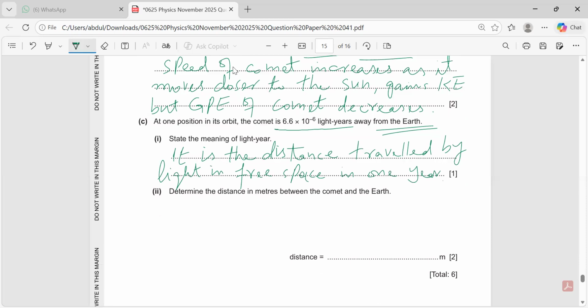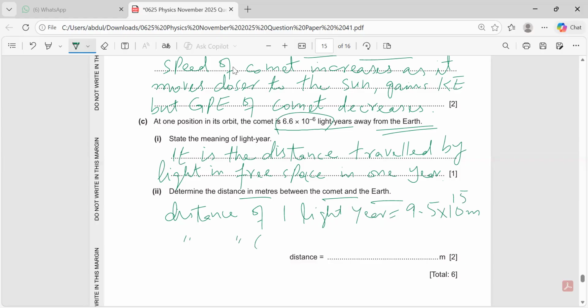So always remember this definition. Now determine the distance in meters between the comet and the Earth. Very simple. See, the distance of 1 light year, that is first time, by the way. Many times we discussed, you have to memorize this number, 9.5 times 10 raised to power 15 meters. Now the distance of this many light years: 6.6 times 10 raised to power minus 6 light years.